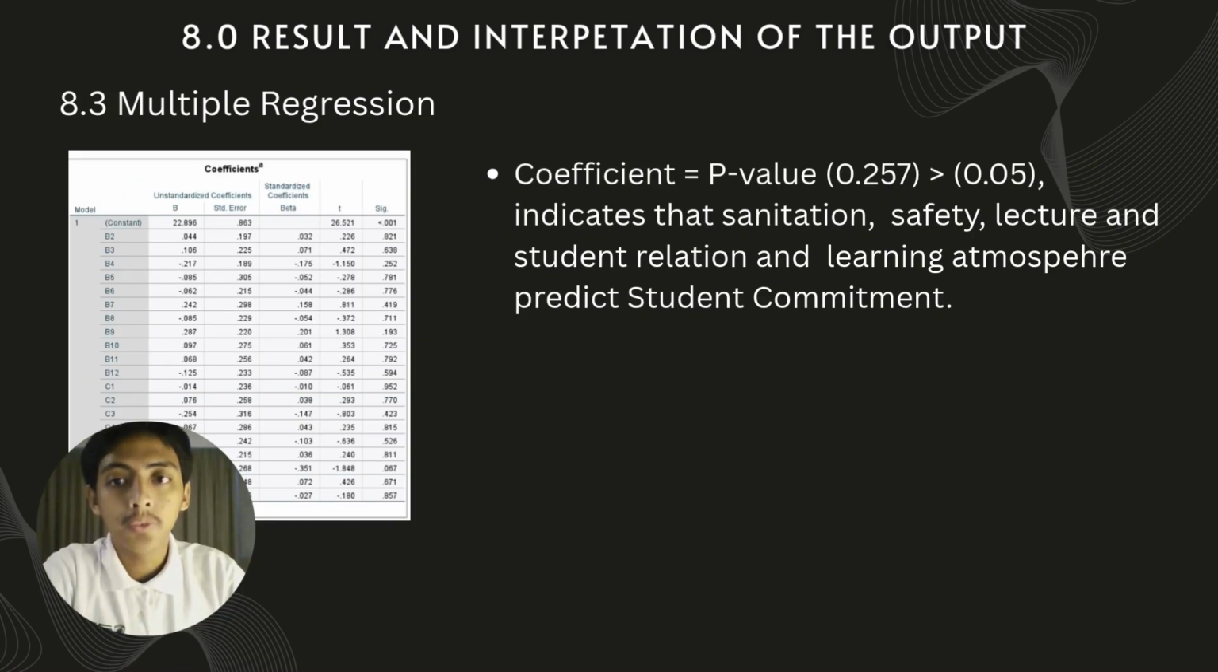While in the coefficient table, we find that the p-value is 0.257. This is bigger than alpha 0.05. This indicates that sanitation, safety, lecturer and student relation, and learning atmosphere predict student commitment.